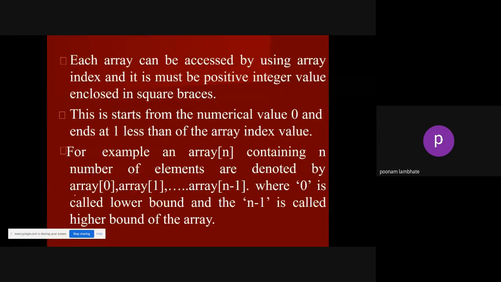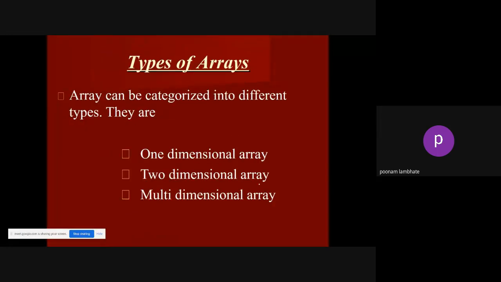And index starts from which one? Can you tell me? Which number? 0. Yeah, 0 to n minus 1. So if there are 5 elements in your array, index is from which number to which number? 0 to n minus 1. Yeah, so n is 5, so 0 to 4. So 0 is lower bound and n minus 1 is higher bound.